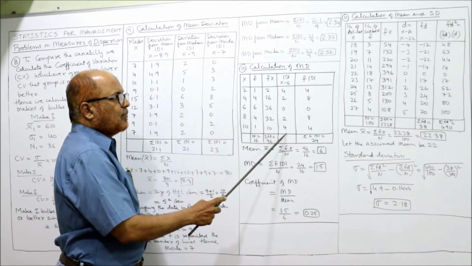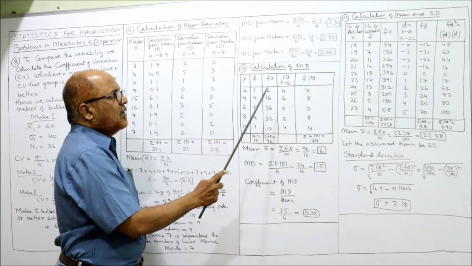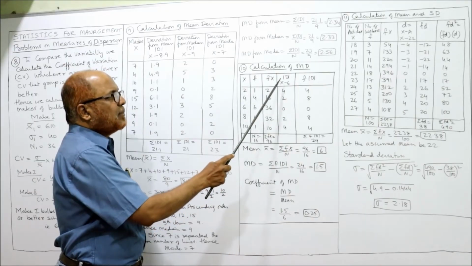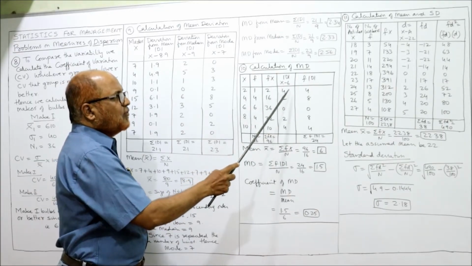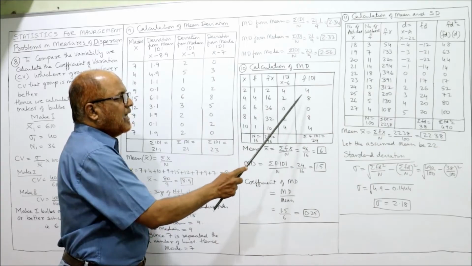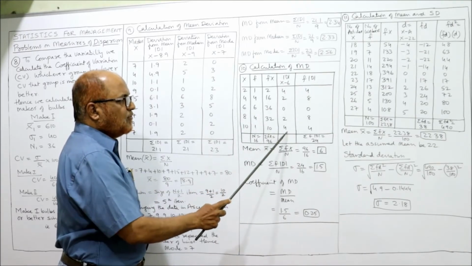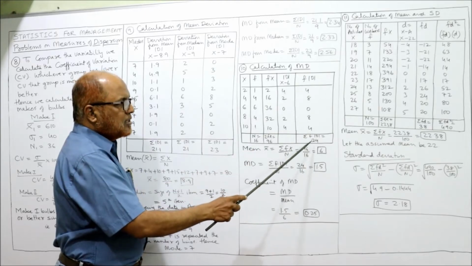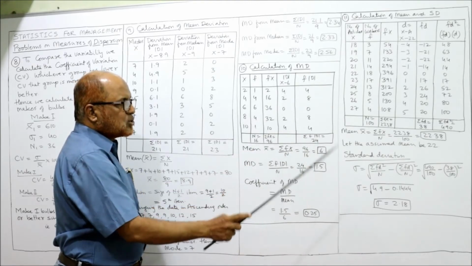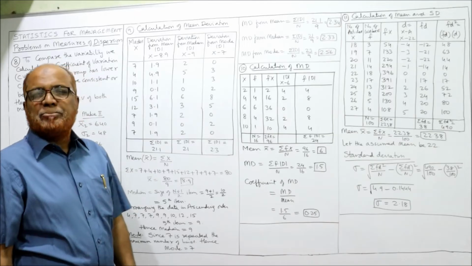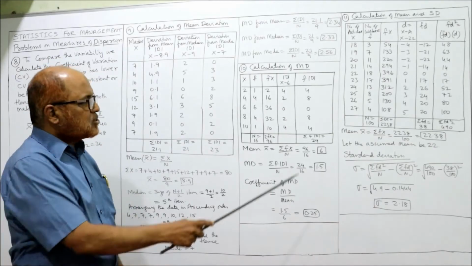10 minus 6, 4. Now f into mod d. This frequency is multiplied with mod d. 1 into 4, 4. 4 into 2, 8. 6 into 0, 0. 2 into 4, 8. 1 into 4, 4. Take the total. Summation f mod d is 24.